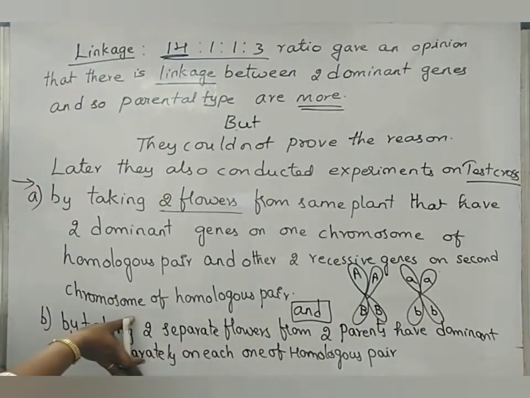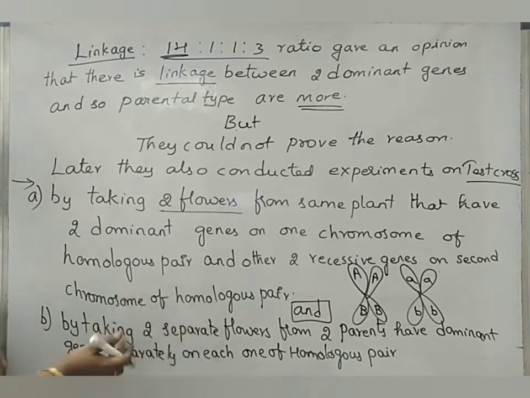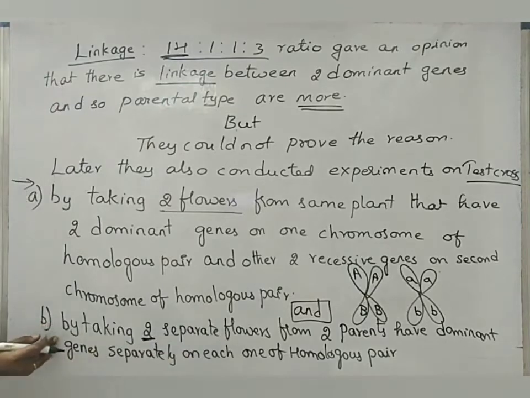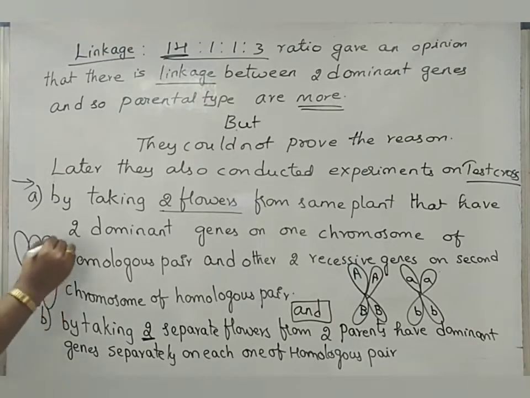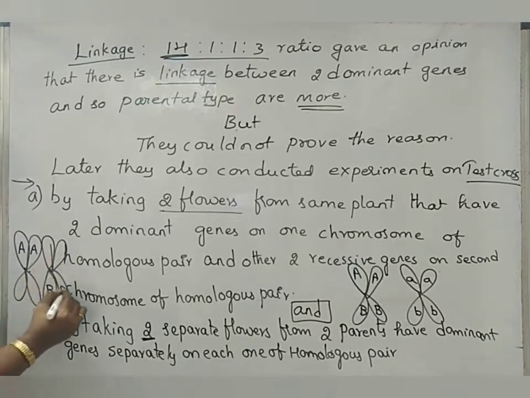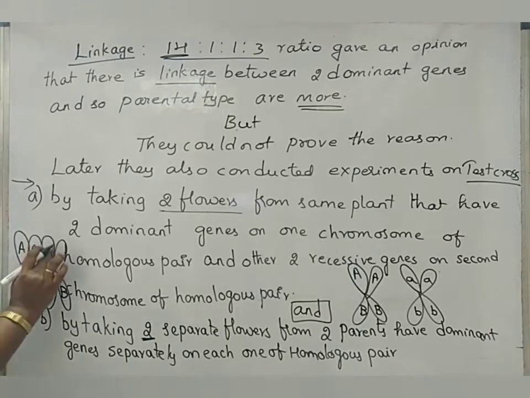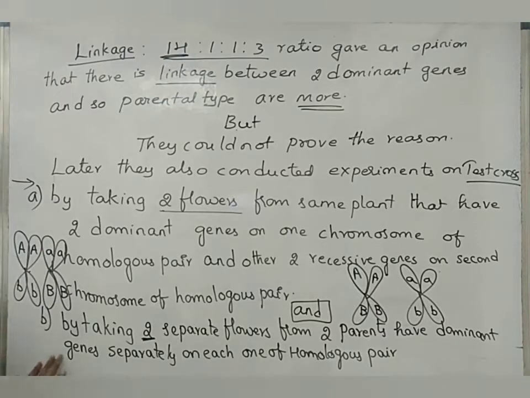They also took another experimental set of 2 separate flowers from 2 different parents. Here, the allele distribution is such that if these are the homologous chromosomes, one chromosome has one dominant allele and the second chromosome has the other dominant allele. The 2 dominant alleles are not distributed on the same chromosome. They took these 2 types of flowers for their experiments and did the cross. We will see the results obtained after doing this test cross between 2 different types of parents.